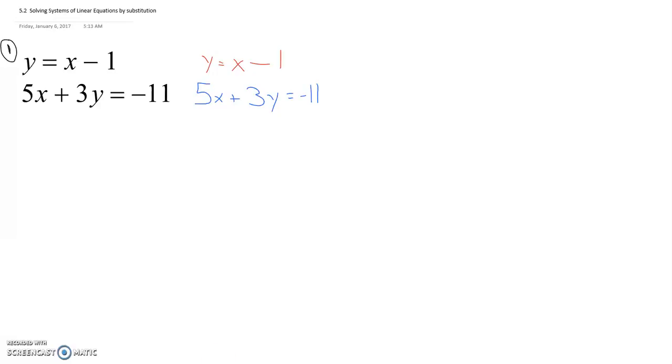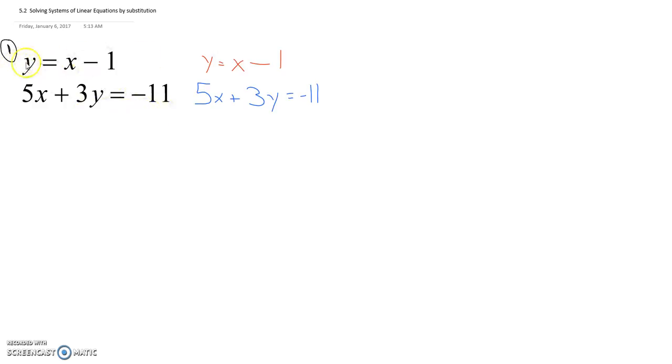Good afternoon, students. Today we are going to talk about section 5.2, solving linear systems by substitution. What we'll see right here on number 1 is that we have a system of linear equations just like we were dealing with in section 5.1. In section 5.1, what we would have done is graphed this and looked for the place where the two lines intersect. And this is still something we could do.